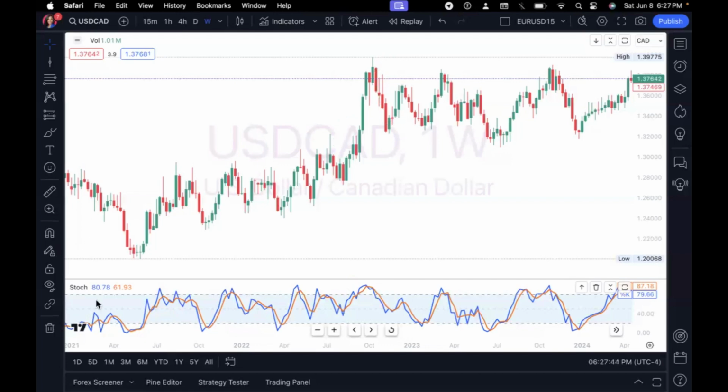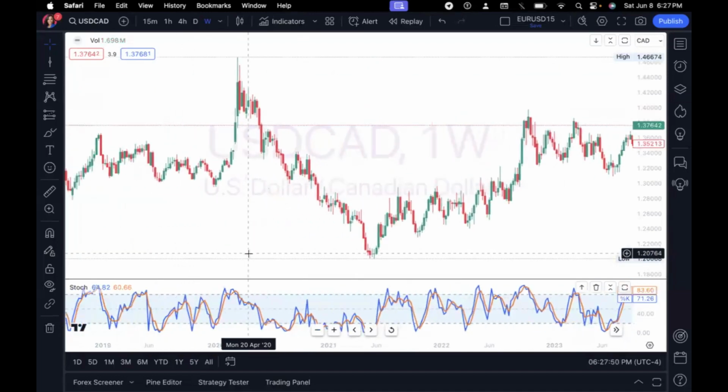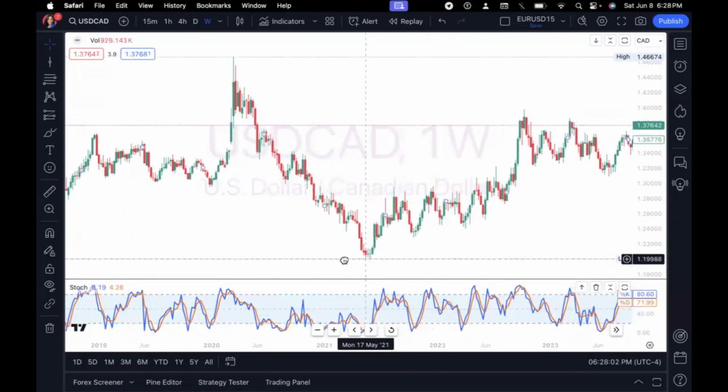So I'm just going to go ahead and zoom out. And I want you guys to pay attention to when the stochastic crosses back down into the shaded area and the market is selling, right? Versus when the stochastic crosses back up into the blue area and the market is buying.